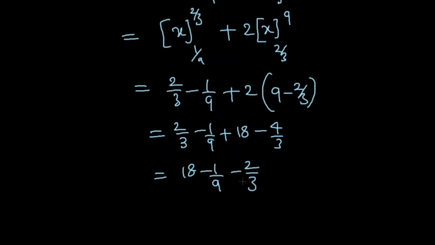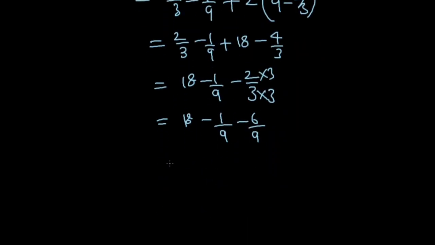So I need the LCM, 9. First I'll multiply 3 on both sides. 3 twos are 6, in order to make it the LCM. Minus 1 by 9 minus 3 twos are 6 by 9. Minus 1 by 9 minus 6 by 9 is minus 7 by 9. So this is 18 minus 7 by 9, the answer.